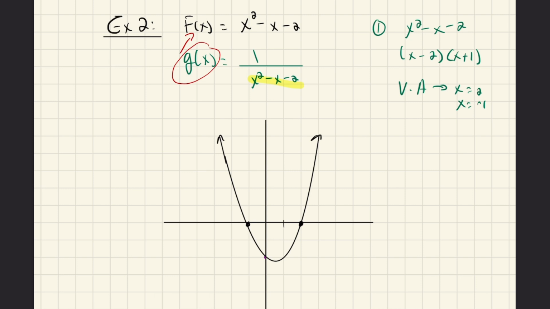And then for a horizontal asymptote, since the numerator has a degree that is less than the denominator, then we know that there's a horizontal asymptote at y equals 0. So now we've got the asymptotes, we're going to plot those.